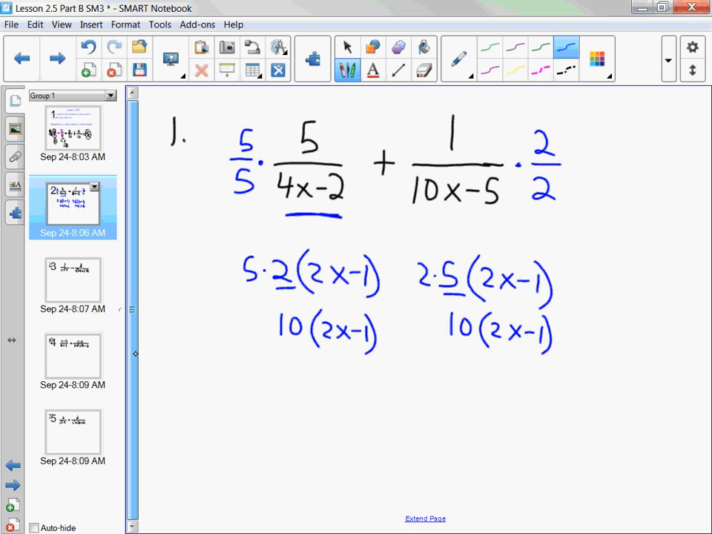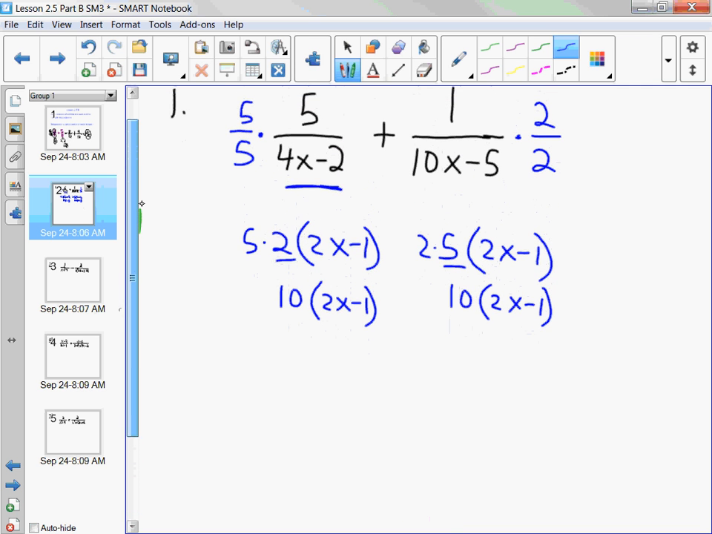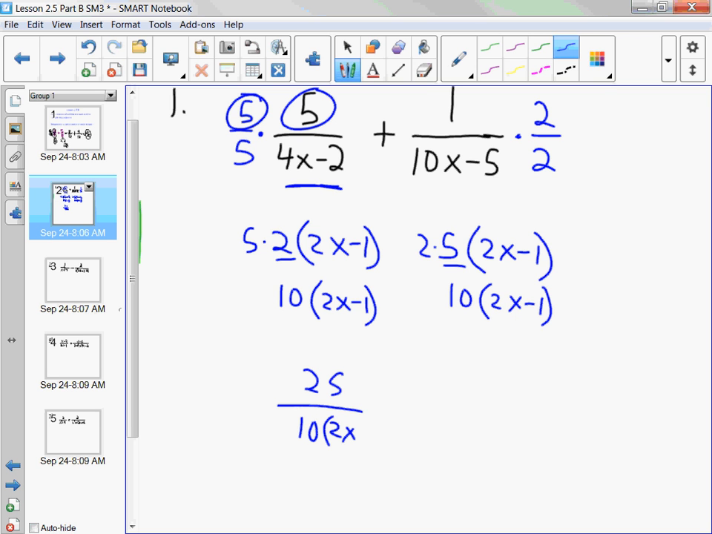So if I scroll down here, we have 5 times 5 makes 25 over the common denominator 10 times (2x minus 1). We'll leave it in factored form and see if anything cancels. Plus this 2 times this 1 makes 2. If we distribute the 2 through on the bottom, we get, well, we know what the common denominator is already, 10 times (2x minus 1).